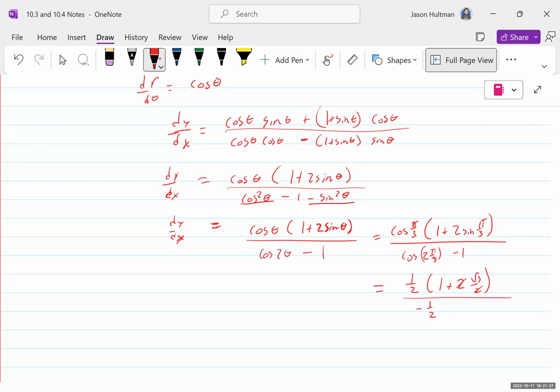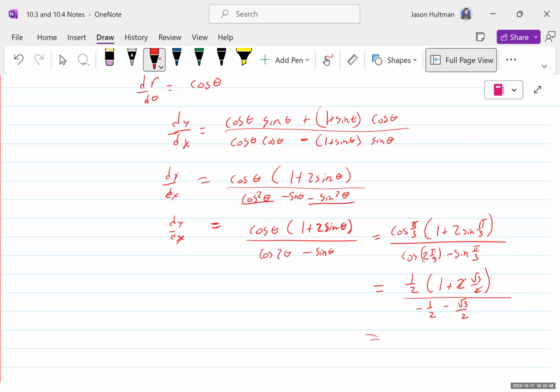Oh, you know what? I messed up. I'm sorry. I messed up here because this is not 1. I forgot to distribute the sign to both of these. This is sine. It won't mess up anything too badly, but that's okay. So that's not a 1. That's minus sine of pi over 3. And sine of pi over 3 is radical 3 over 2.